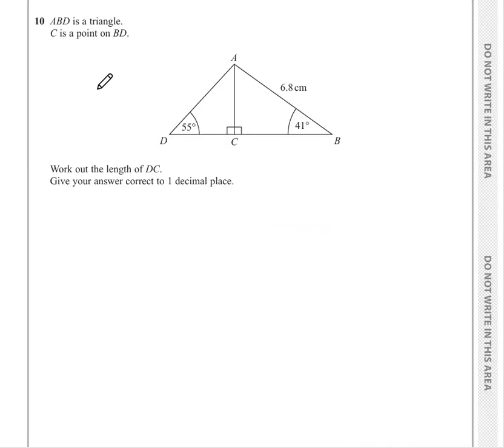Question 10. ABC or ABD is a triangle. C is a point on BC. We need to work out the length of BC and give our answer correct to one decimal place. Right, so we've got a right angle triangle here. So when we have a right angle triangle, we can use either SOHCAHTOA or Pythagoras. We have an angle involved, so we're going to use SOHCAHTOA.